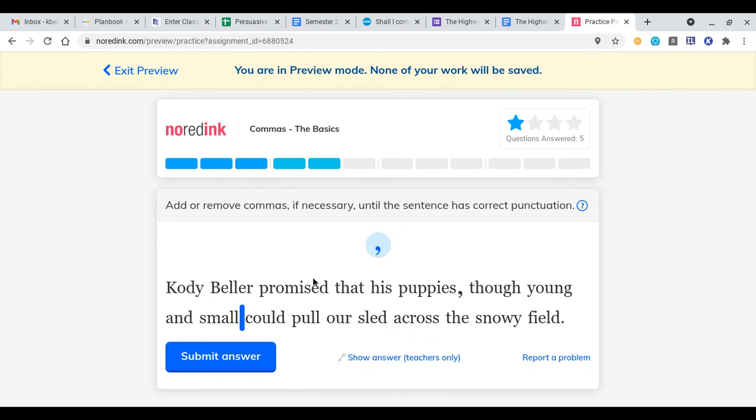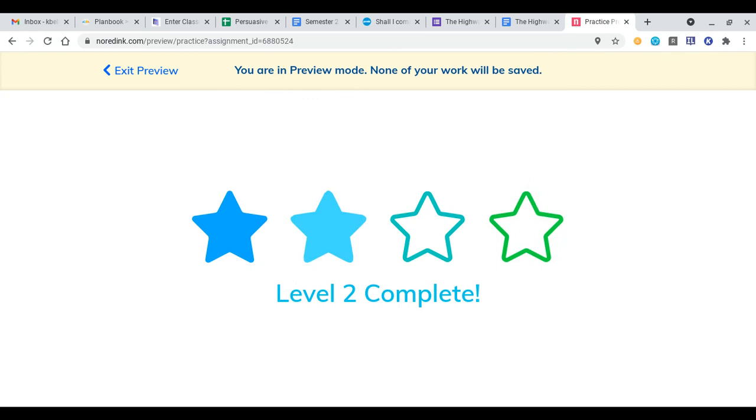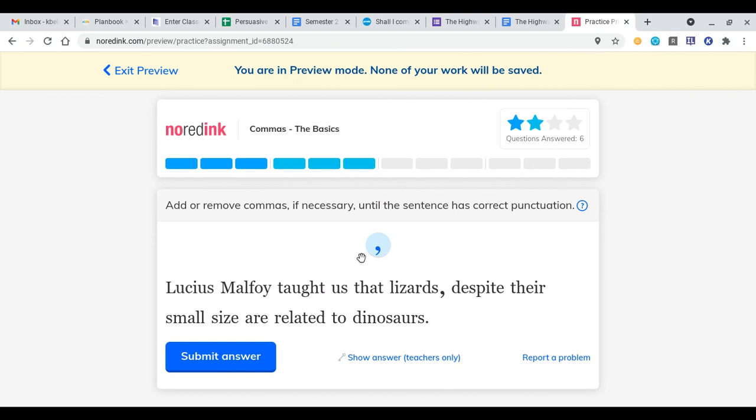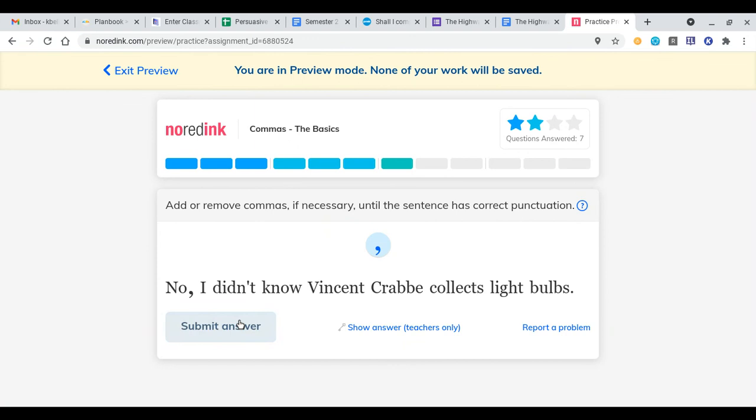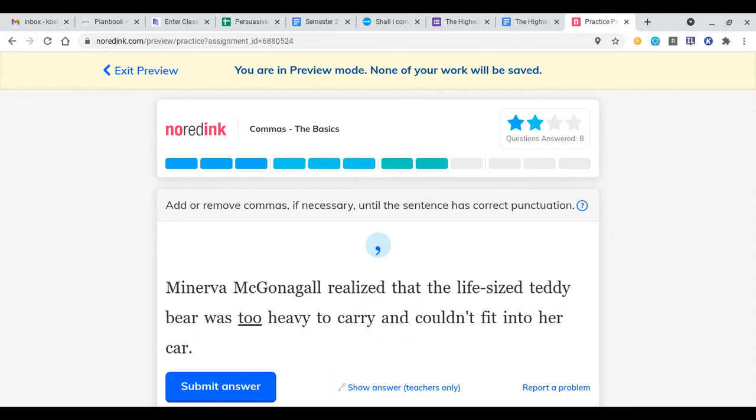Like I said, I'm just going to try to get through this as quickly as possible. Lizards, despite their small size, are related to dinosaurs. No, comma, I didn't know Vincent Crabbe collected light bulbs. That's creepy if you're collecting light bulbs. Like one of every kind, or just burnt out light bulbs, or just a weird obsession. I don't know, it's a weird one.